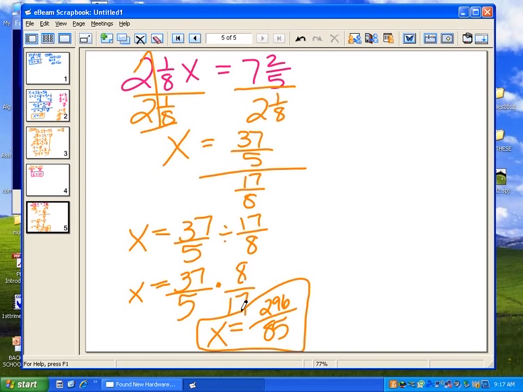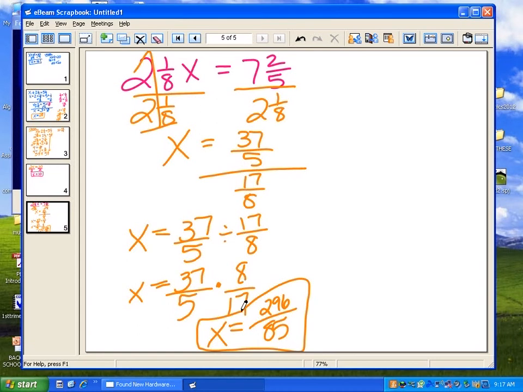Who else has an answer? I have 296 over 85. All right, Robbie, you must have done something wrong. Forgot to carry a 1 or something. All right, so now guess what we have to do? Check. We have to check it. This is simplified. There's primes. You can't do anything with primes. So we're going to check it.